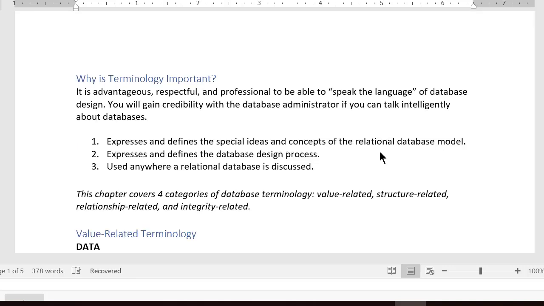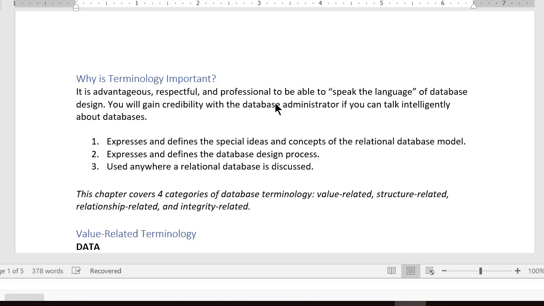You can think about database terminology as being like any other kind of language that you're starting to learn. In order to speak that language with other people that know it, you have to understand those terms and understand what people are talking about, so that when you want something, you can speak in database terms of exactly what you want. And you're going to gain some credibility if you can talk intelligently about databases.